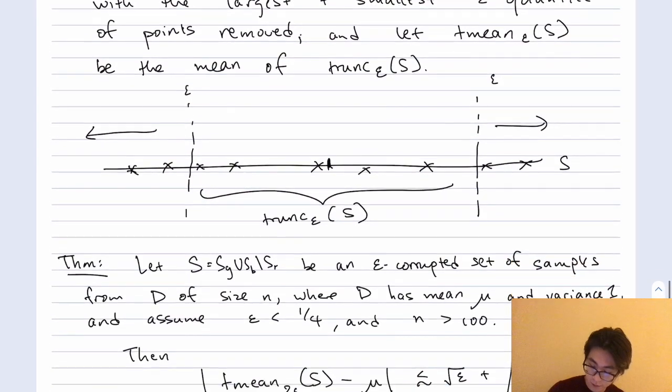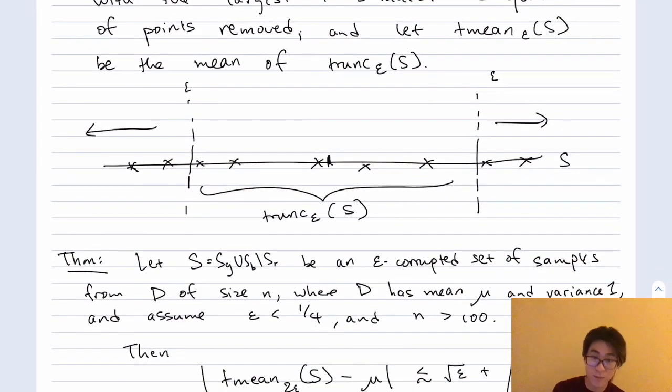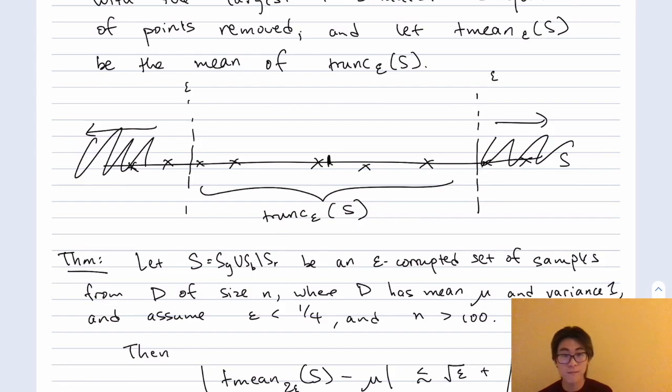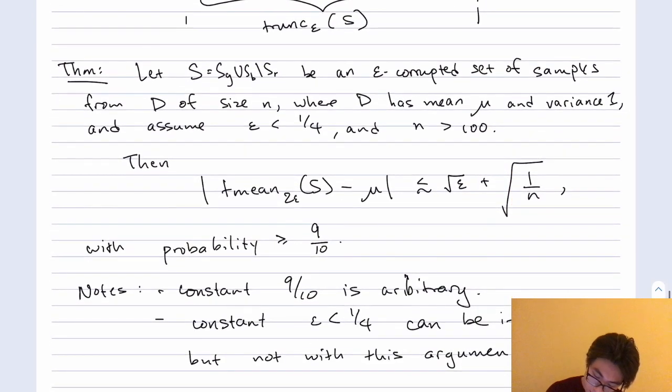Okay, so pictorially it's a very simple operation. I have my set of points, I sort it, or I find its 1 plus epsilonth quantile and its epsilonth quantile. And then I just remove those points and take the mean. So I remove these points here, and then I take the mean of the remainder. Okay, so that's what my algorithm is going to be. And this is certainly a reasonable truncated mean. It certainly gets rid of this issue where a single point could be arbitrarily far away. And we will show that it works.